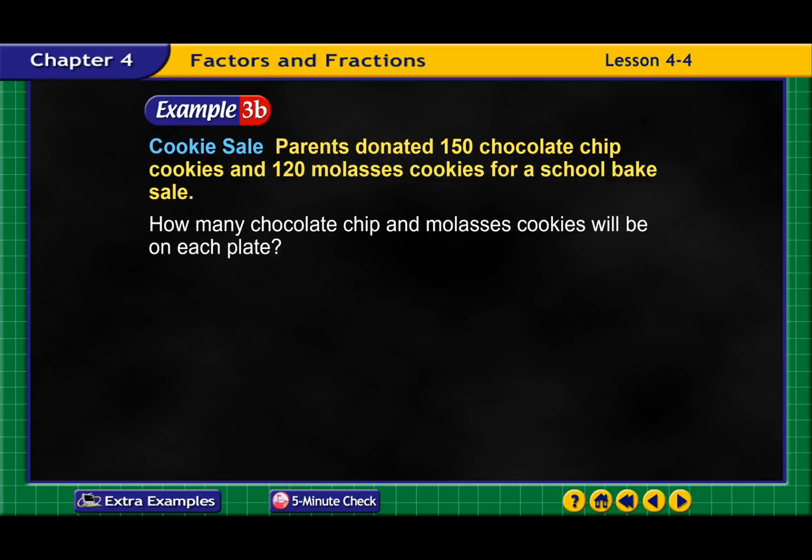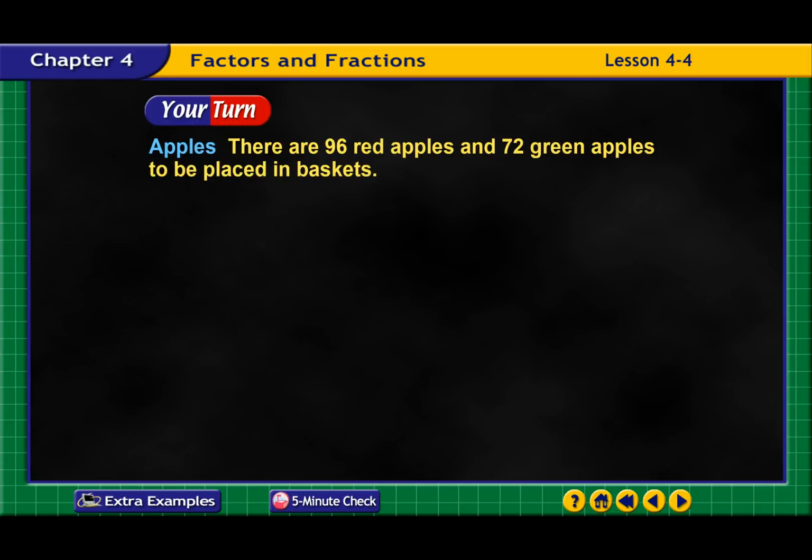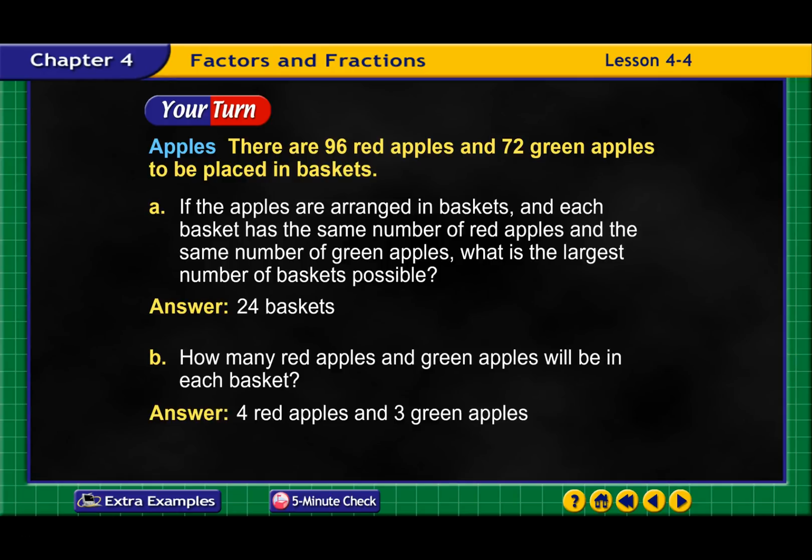All right, so parents donated that. So how many chocolate chip and molasses cookies will be on each plate? So we take 150 divided by 30. So there's going to be 5 of one type and 4 of the other. So each plate will have 5 chocolate chip and 4 molasses. And I'm going to skip this one for time.